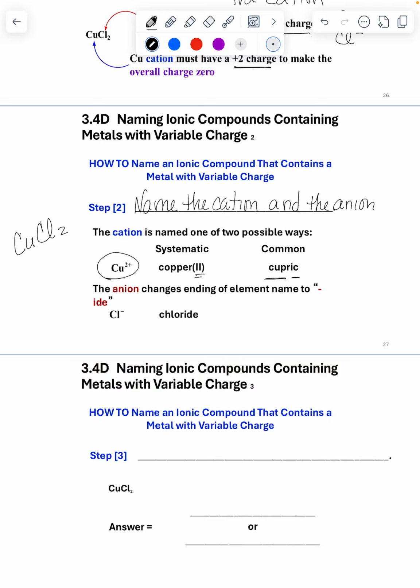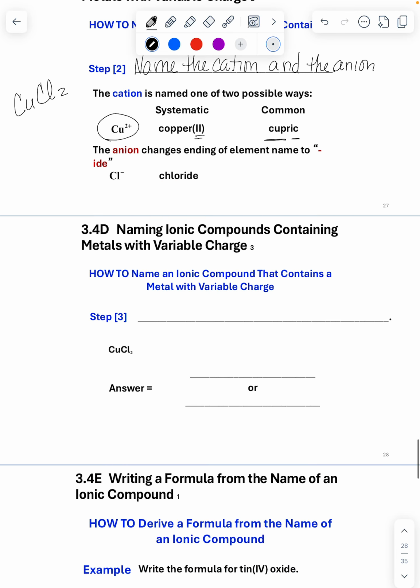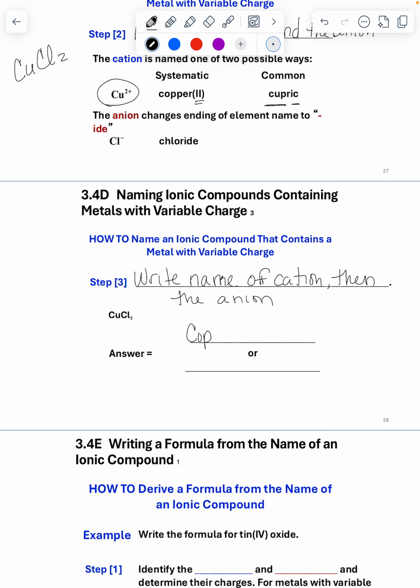Then step 3, once we have decided on the naming system that we're going to use, you always write the name of the cation first, followed by the anion. And so here are 2 ways that we could write it. We have copper, Roman numeral 2, chloride. Or using the common system, we would have cupric chloride.